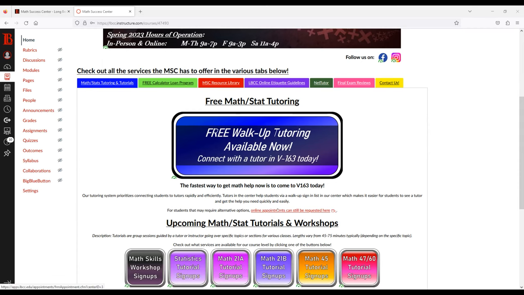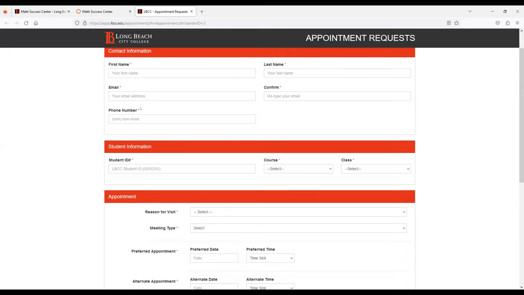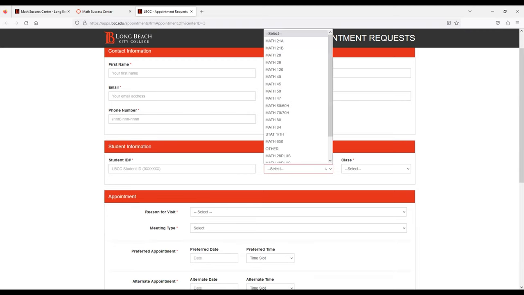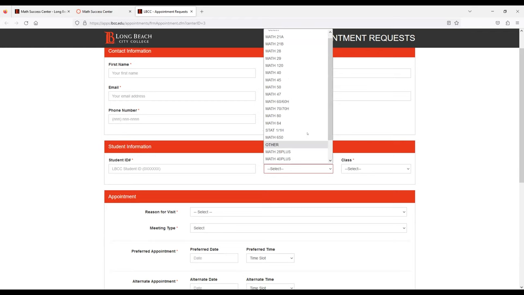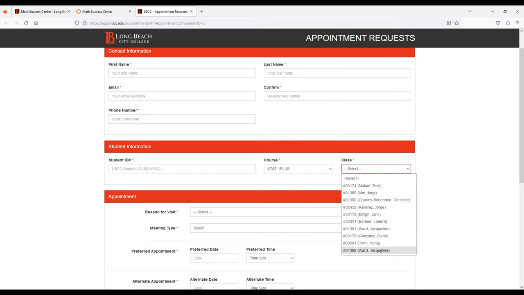This is the link right here for the request form. Click this and you come here. We're going to need your first and last name, email address that is spelled correctly, active, and you're checking regularly. This is the email address where we would send any appointment confirmation, including the Zoom link, the day and time it's confirmed for, or how we would contact you if we need to make adjustments to the schedule. Your phone number, ID, your course, which is Stat 1 Plus, going to be down here, and your instructor is all the way down here.